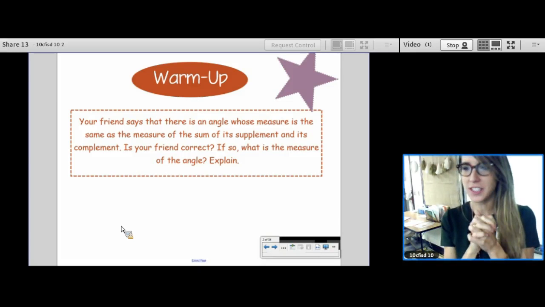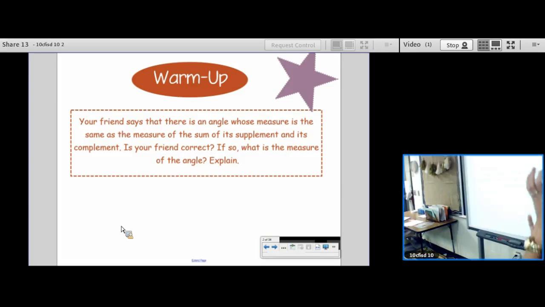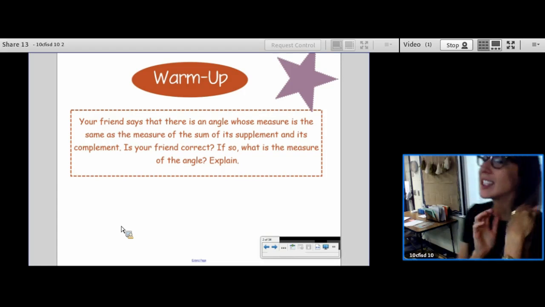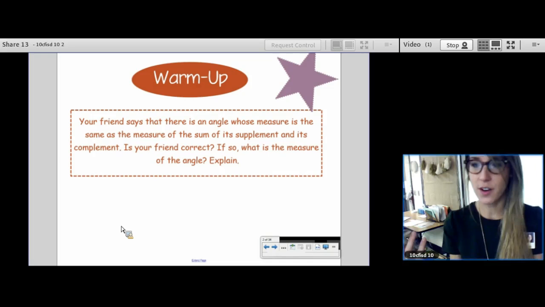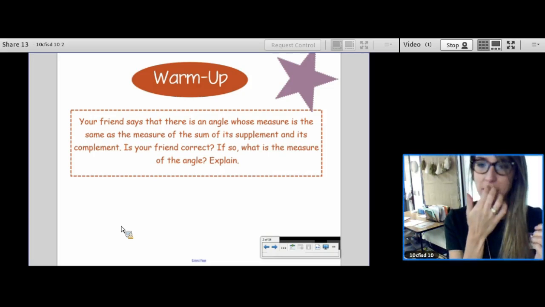Okay, let's challenge ourselves on this warm-up. Your friend says that there is an angle whose measure is the same as the measure of the sum of its supplement and its complement. Is your friend correct? If so, what is the measure of the angle?